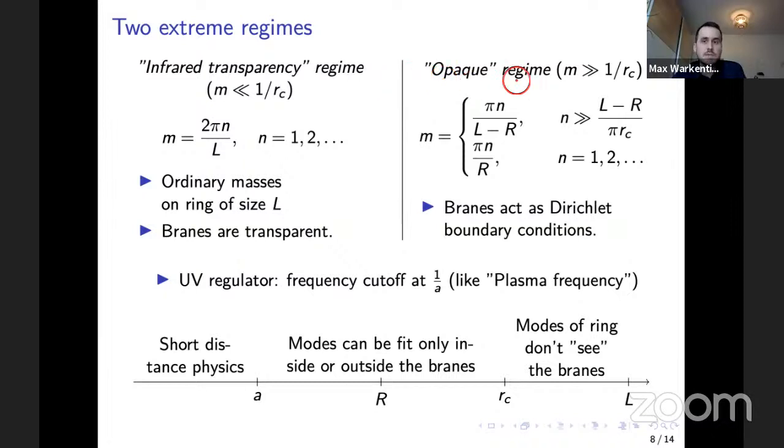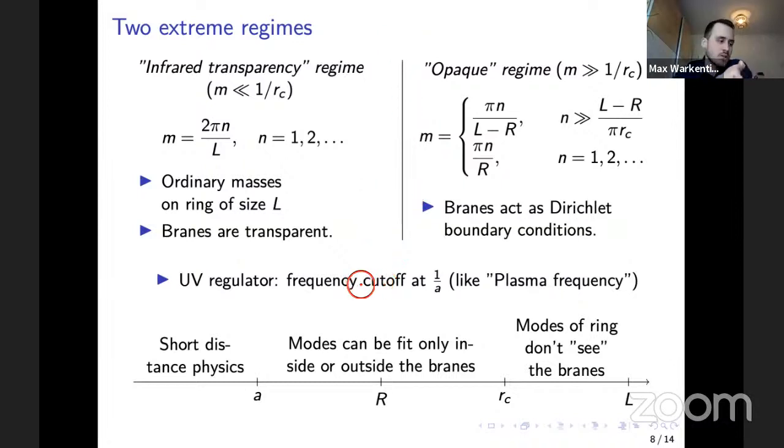And the opposite regime is the one with very large masses. Then the masses are given by this, and this is effectively just the case where we have these 2 points on the ring, which have Dirichlet boundary conditions, and the points are separated by this distance r. So these are the 2 extreme cases, and of course we have the middle transition region, which we can only resolve numerically.